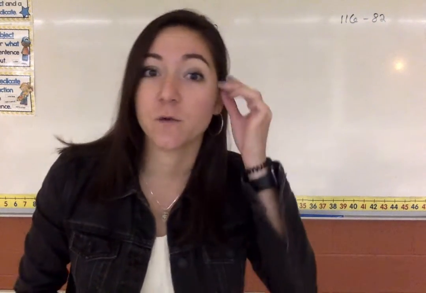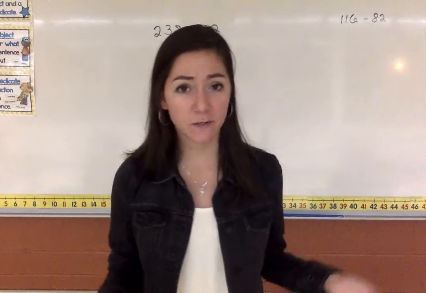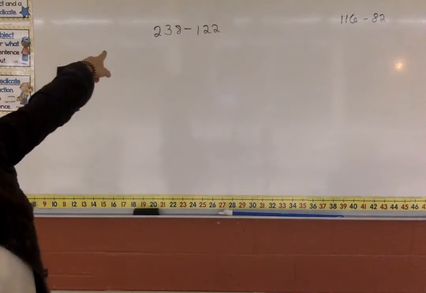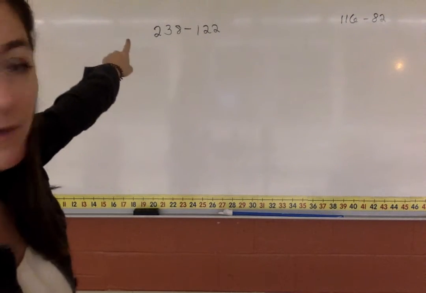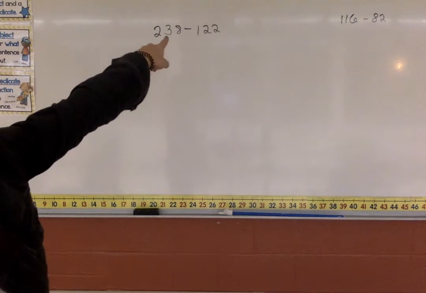Okay, now we are going to talk about subtracting by place value, which can be much more difficult depending on what numbers you're given. So sometimes we're given really nice numbers to subtract. So I'm going to start with subtracting 238 and taking away 122.